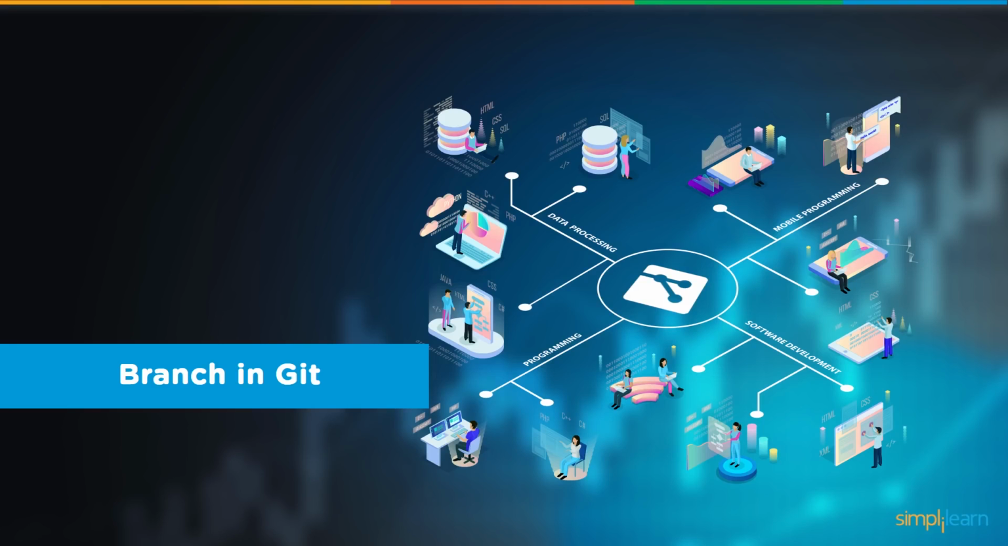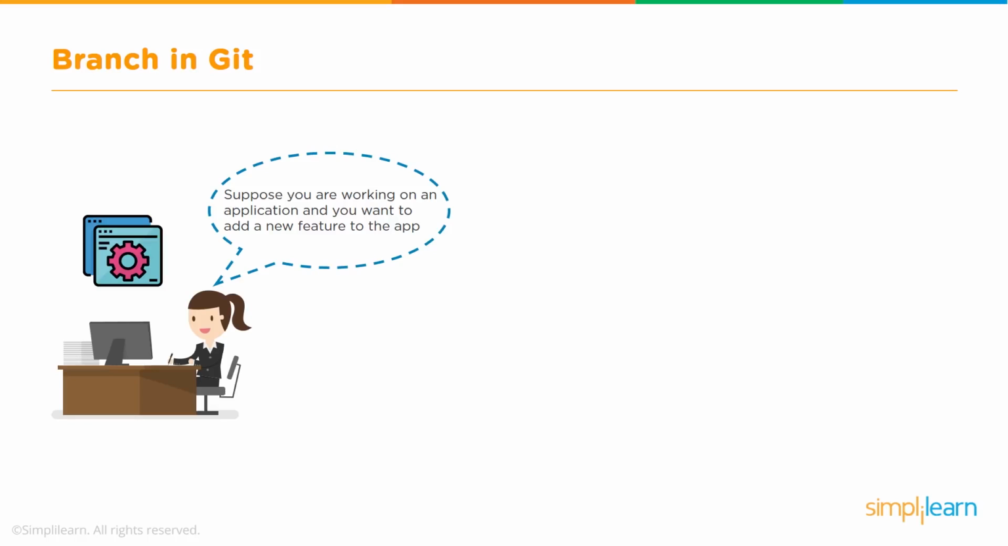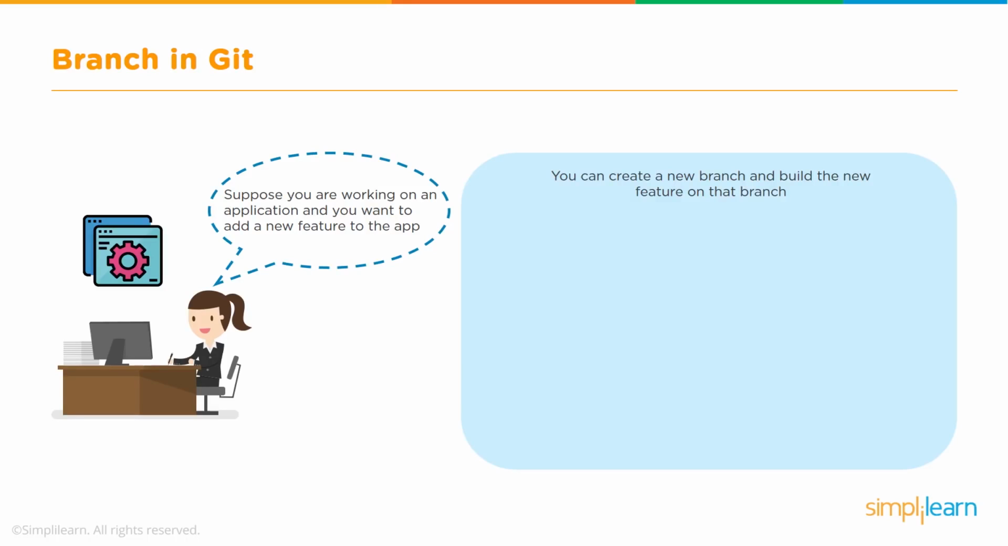Let's step through branching in Git. Suppose you're working on an application, but you want to add in a new feature. This is very typical within a DevOps environment. To do that, you can create a new branch and build a new feature on that branch. So here you have your main application on what's known as the master branch.